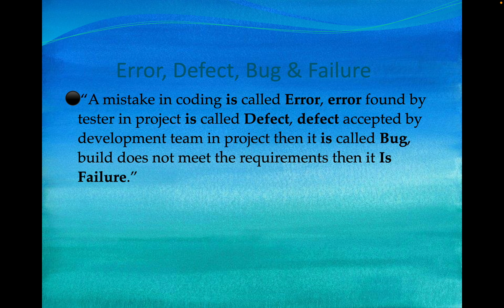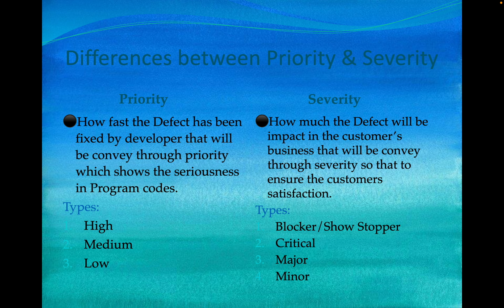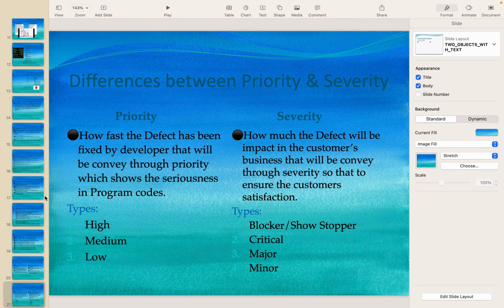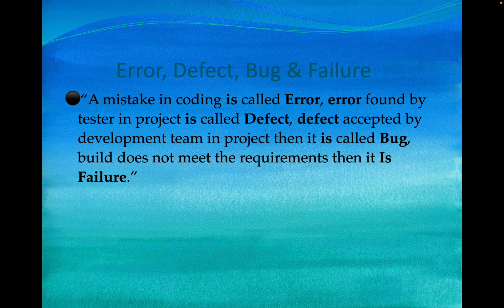If it is a mistake in coding, that will be called an error. If the error is found by the tester, then it becomes a defect. If the defect is accepted by the developer, then he will give the status of bug. If it does not meet the requirements, then it's a failure. How to report a defect using an Excel sheet is something we have to understand and make others understand while we study the software testing life cycle.